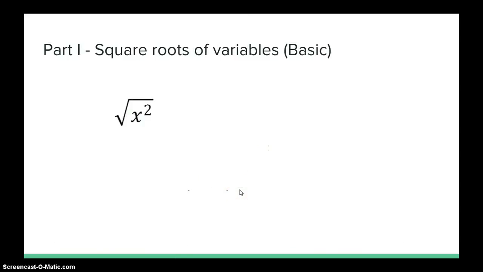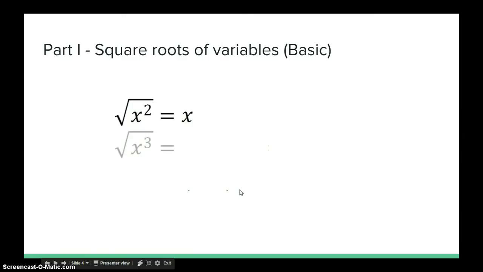At our most basic level, we are looking at a variable squared, in this case x squared. So to simplify it, it just becomes plain old x. Remember, a perfect square means that you have a number that would multiply by itself to get that number. So if the number is x squared, then x times x is what we're ultimately going to end up with. So the square root of x squared is x.